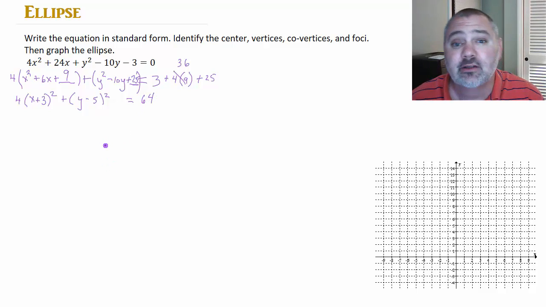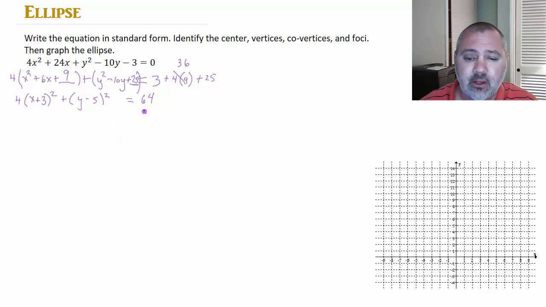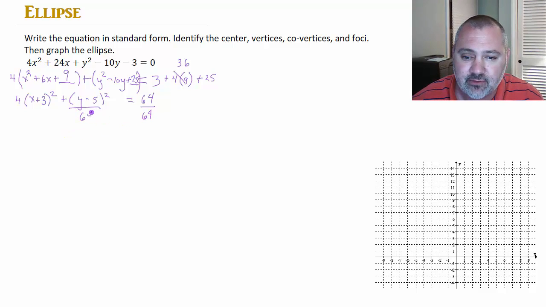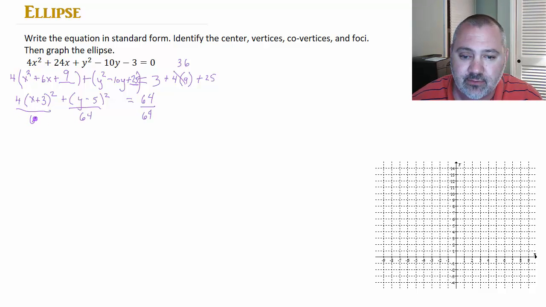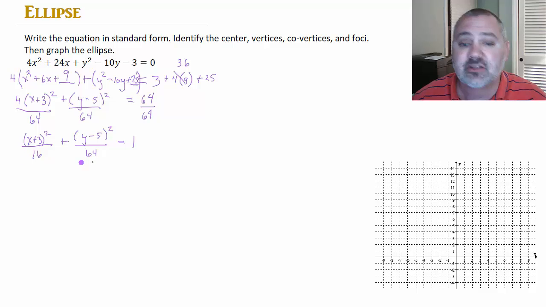So one more step we need to do in order to get our equation in standard form, we need to make sure the right-hand side is 1. In order to do that, we divide both sides by 64. So that side by 64, and while we're at it, we'll divide each of these terms by 64. So we end up with the quantity of x plus 3 squared over 16 plus the quantity of y minus 5 squared over 64 equals 1. And this is our equation in standard form.